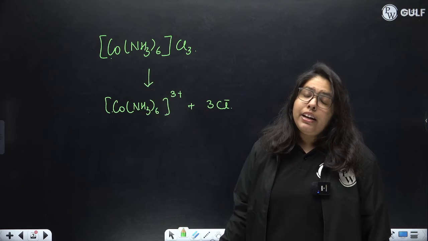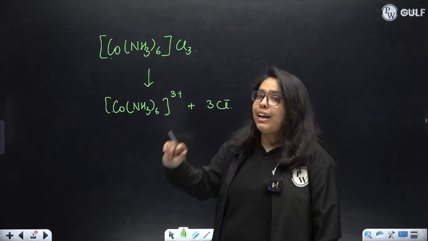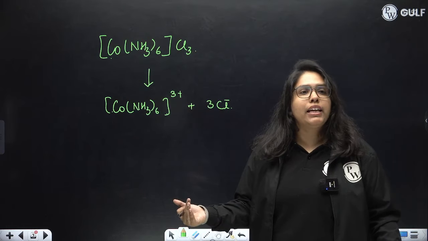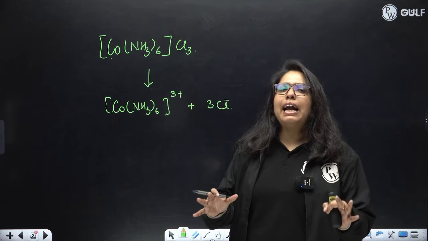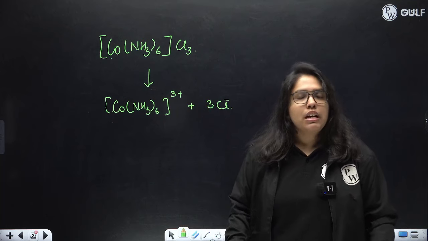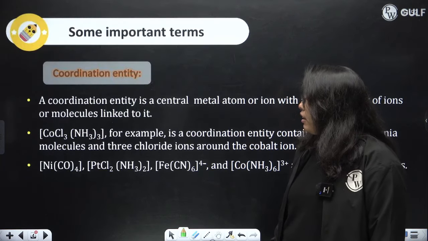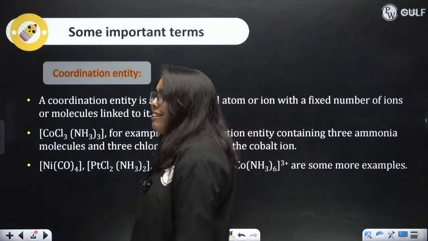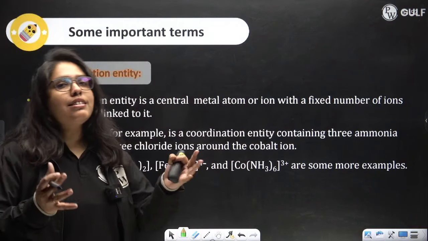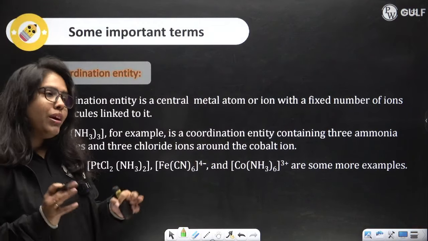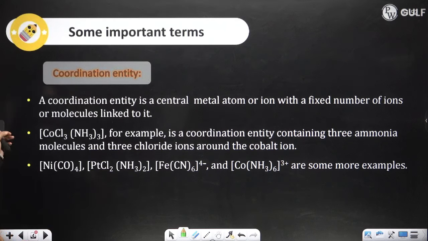Now, ma'am, why only within the brackets? Why not outside of the brackets? We will be able to understand that when we get a certain few terms. So let's start off with the terms. Now, coordination entity. What exactly is this coordination entity, ma'am? So as you can read, a coordination entity is a central metal atom or ion with a fixed number of ions or molecules linked to it.